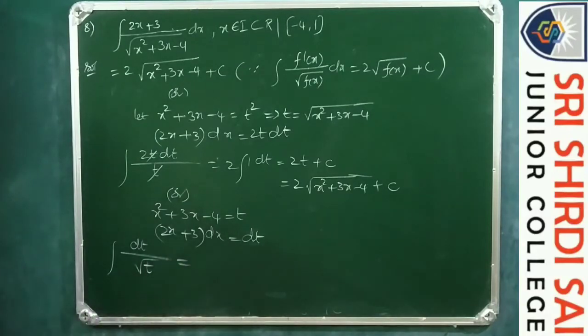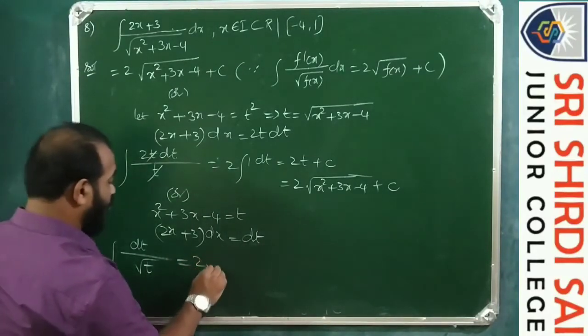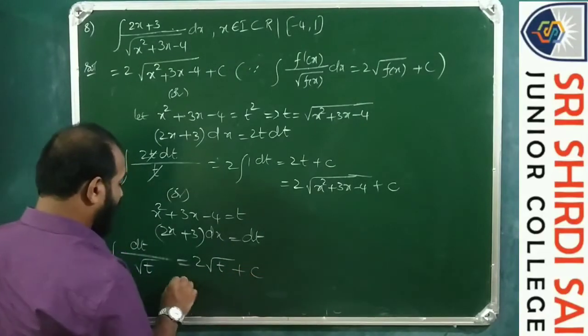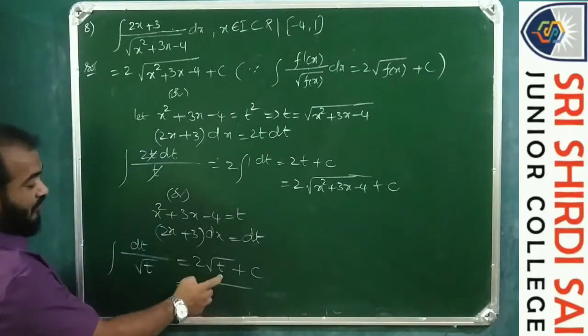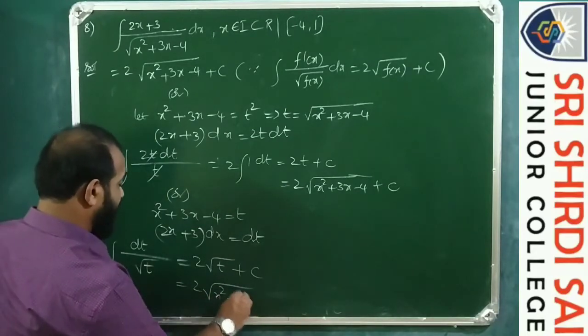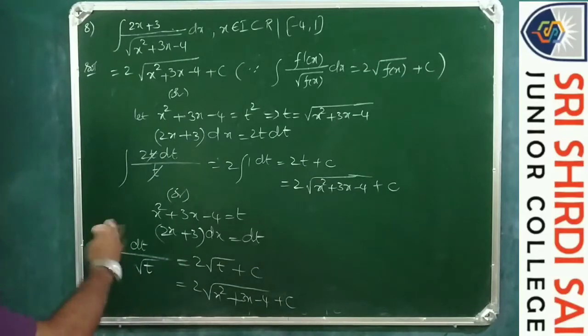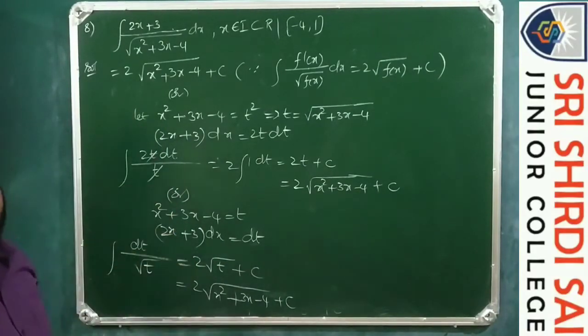What is integral 1 by root x? 2 root x. So 2 root t. Integral 1 by root t dt is 2 root t plus c. So 2 root of, what is t that we have taken here? x square plus 3x minus 4, plus c. So whichever you feel comfortable with, you may do accordingly.